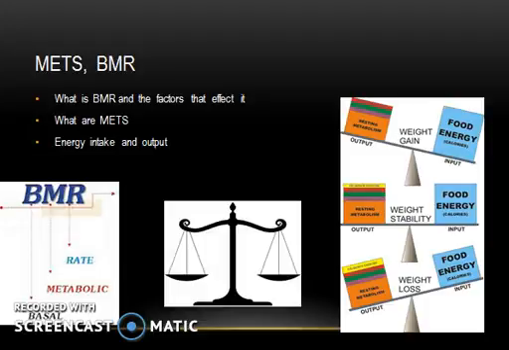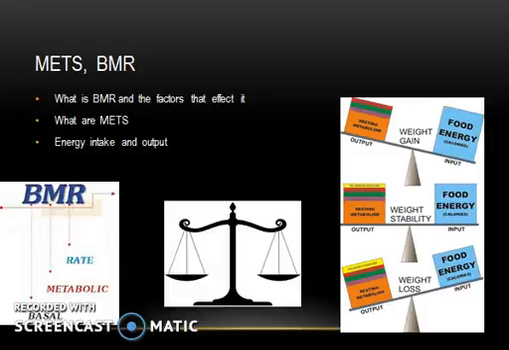So finally, energy intake and output. I've put a picture of the scales here because the scales are a really easy metaphor to use for this. So let's say we consume 3,000 calories a day. Somebody consumes that. And we did enough exercise to actually burn those 3,000 calories off. That's perfect. We stay the same weight. We stay level. Intake matches our output.